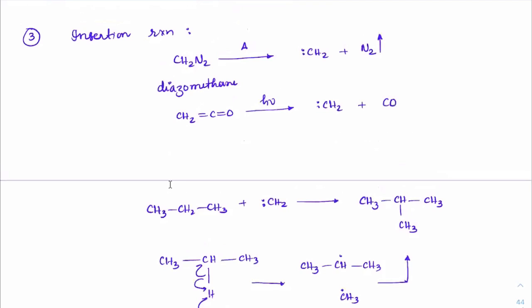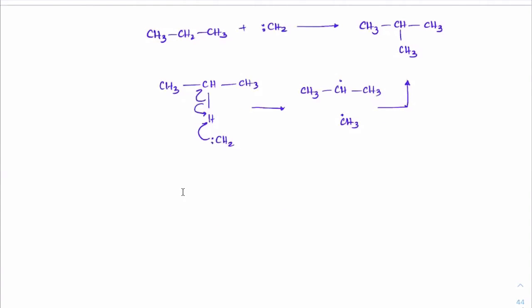This is called insertion reaction. Now, if you take n-butane, I can get this product like this, correct? Or I can get this product, which is n-pentane. Major product would be isobutane. Okay, students, so that's all. These are a few extra reactions.